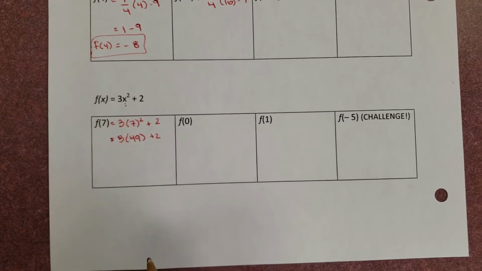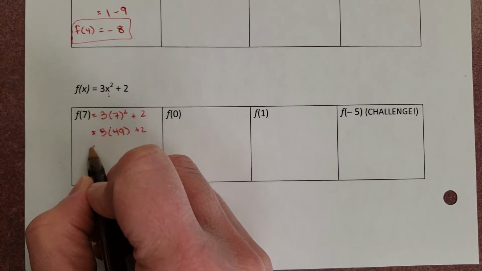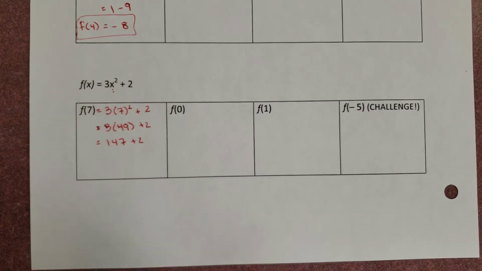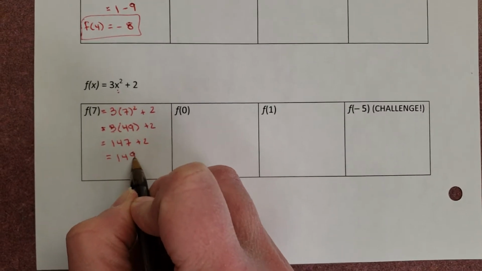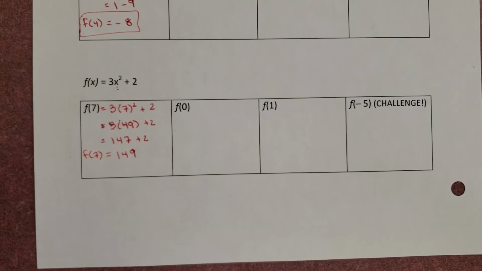Plus 2. Next is multiplication. 3 times 49 is 147. And then last, add 2. So 149. F of 7 is 149.